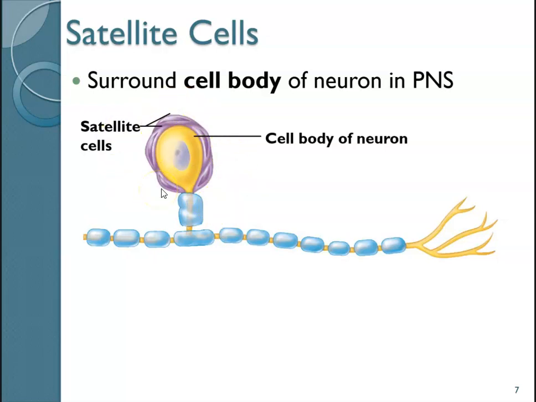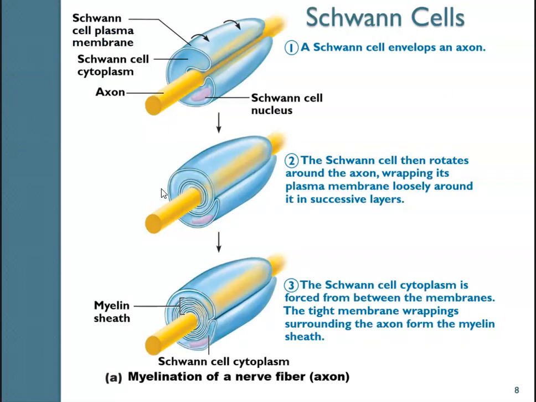Their function is to control the chemical environment. So they control what goes in and out, from the blood vessels to neurons and backwards, right? So they're similar to, hopefully you've already thought about it, the astrocytes in the central nervous system. Satellite cells have a similar function in our peripheral nervous system. Schwann cells perform the same function as the oligodendrocytes in the central nervous system.